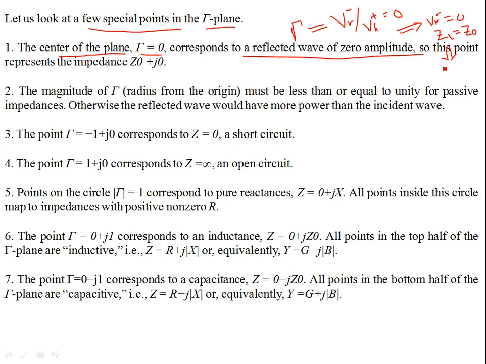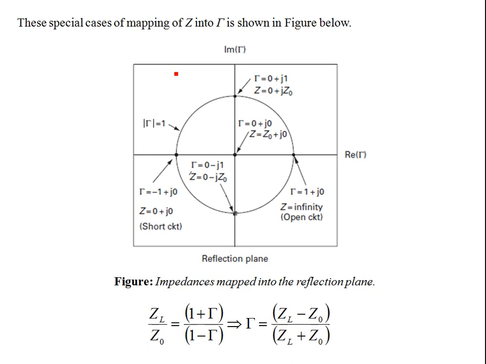That's the transformation from gamma to Z. So this is gamma equal to 0, the origin of the complex plane, the gamma plane. Gamma equal to 0 corresponds to a reflected wave of 0 amplitude. So this point represents the impedance Z naught plus j0. This is your imaginary gamma, this is real gamma. Gamma is a complex quantity. It has a magnitude and a phase, so let's say e^jθ, θ being the reflection coefficient phase angle.